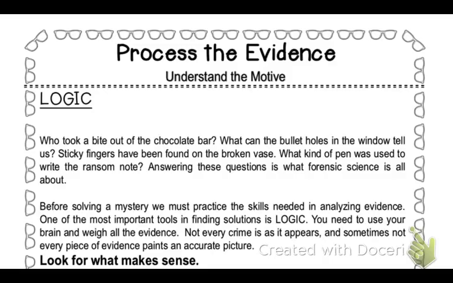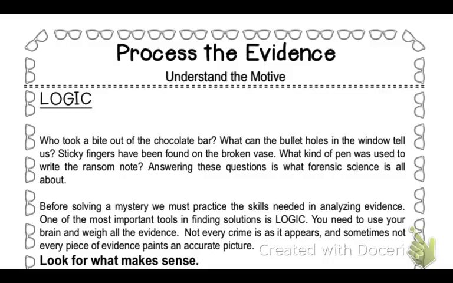The first step then is logic. Who took a bite out of the chocolate bar? What can the bullet holes in the window tell us? Sticky fingers have been found on the broken vase. What kind of pen was used to write the ransom note? Answering these questions is what forensic science is all about.